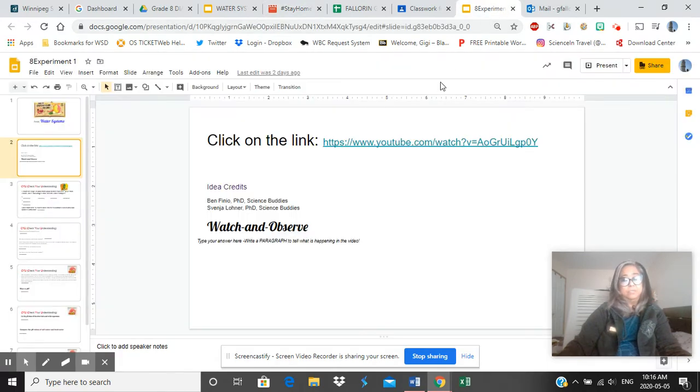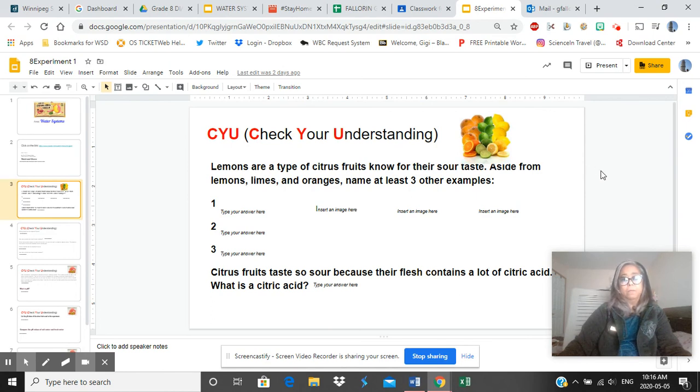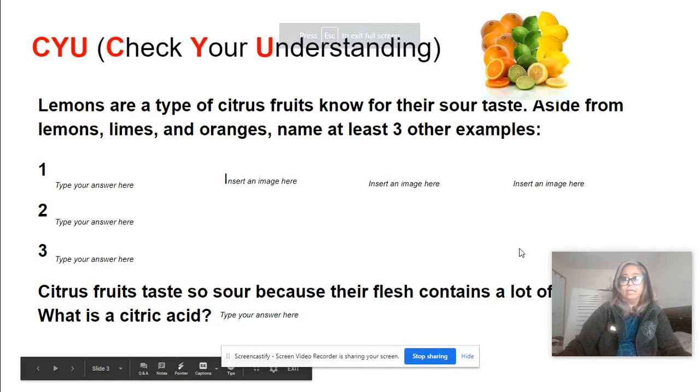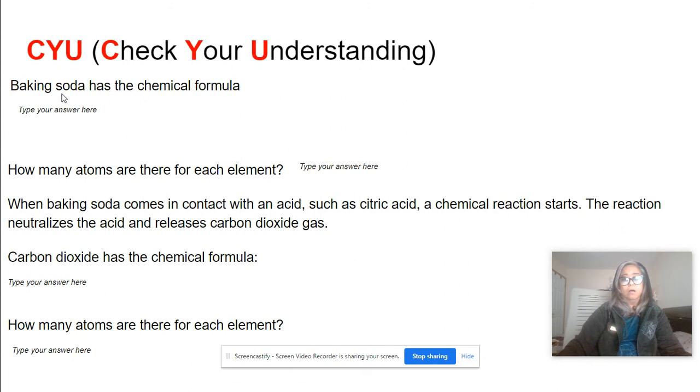And you're back to the set of Google Slides. So the next one would be on this part of the CYU or check your understanding assignment for the experiment. So you can always go to the internet and find out the answers, especially on the chemical formula on baking soda and carbon dioxide. Remember last time we had a lesson already on chemical formulas, like getting to know the number of molecules, which is outside of the chemical formula, and the number of atoms would be that number within the chemical formula.